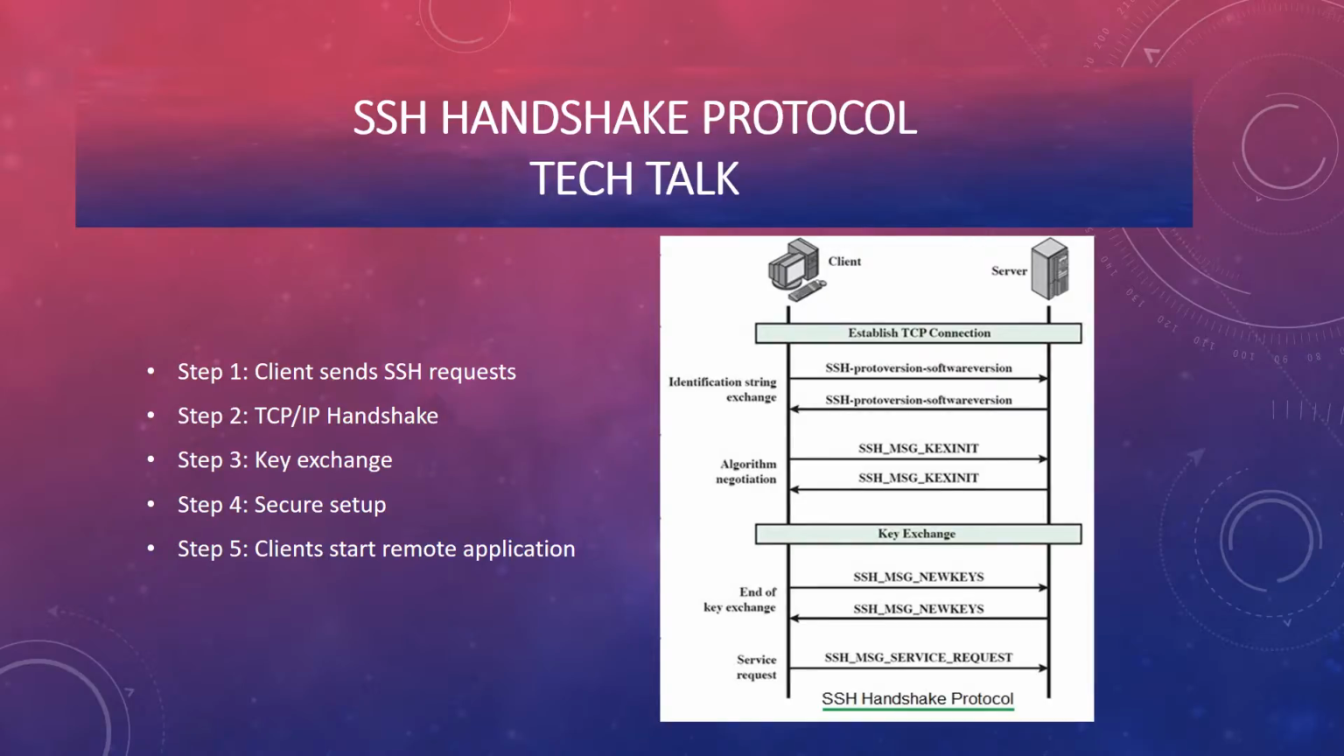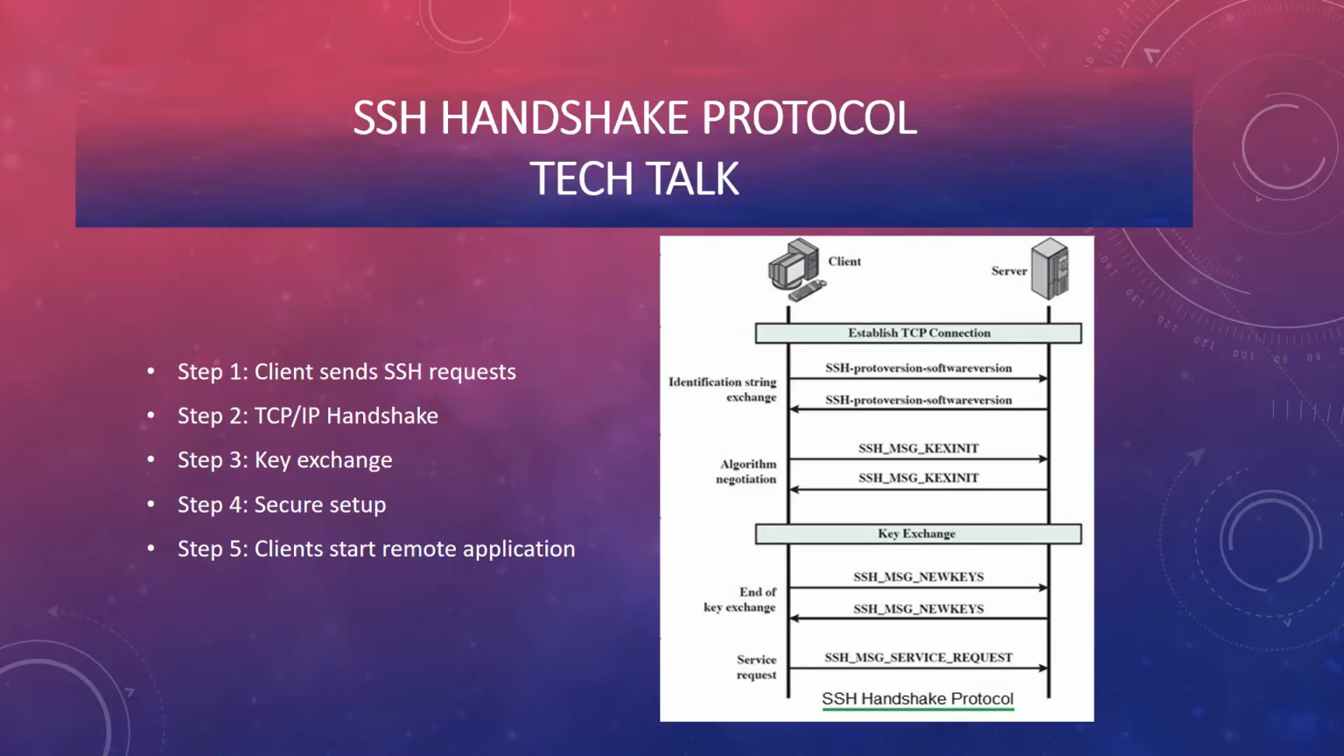All right, now I'm going to go over the SSH handshake protocol that I was just speaking about. It goes through about 5 steps. There are some little things that happen in between, but I'm just going to do an overview of this handshake. Step 1, the client sends an SSH request to a server.